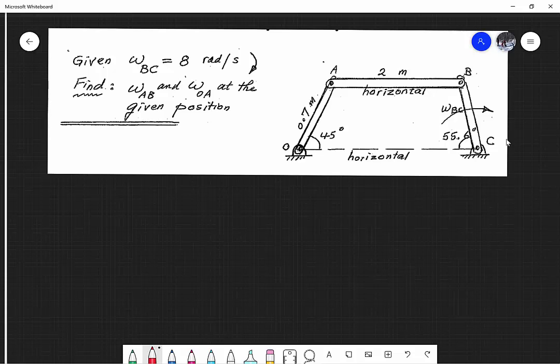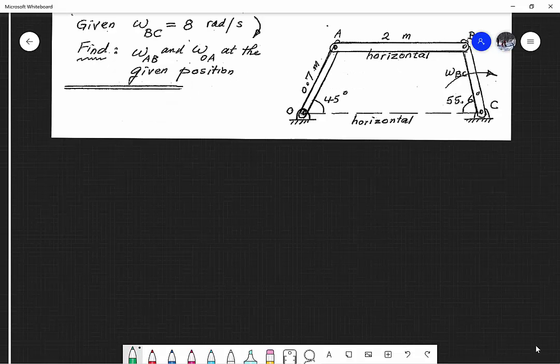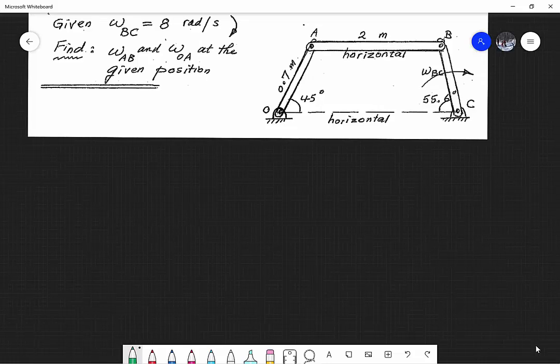So let's try and solve this problem. Before starting, we can see that the length of BC is unknown and definitely we will need the length. So how can we get it? Easy. You can see that A and B are on the same level and the points O and C are on the same level. Therefore this green line will be equal to this green line, right?